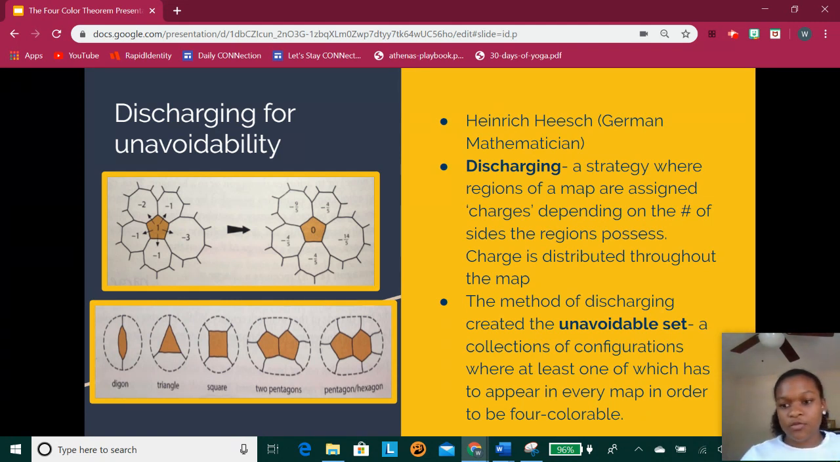And in the unavoidable set of reducible configurations, every network has at least one of the configurations from the unavoidable set, which was determined through the discharging method. Moving on.